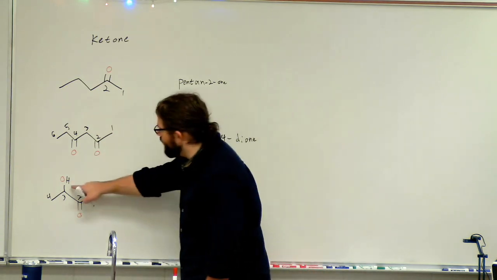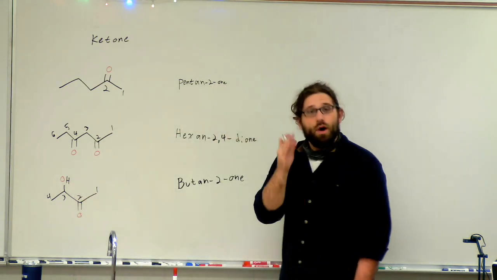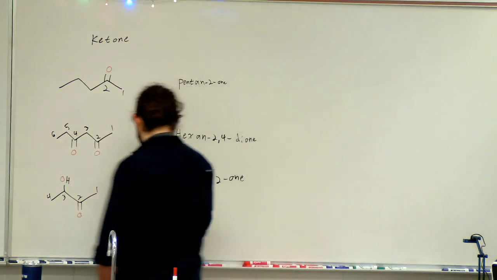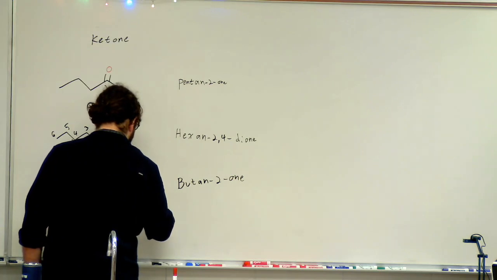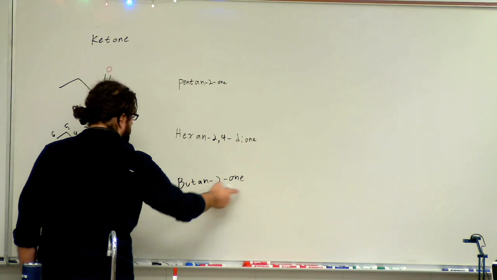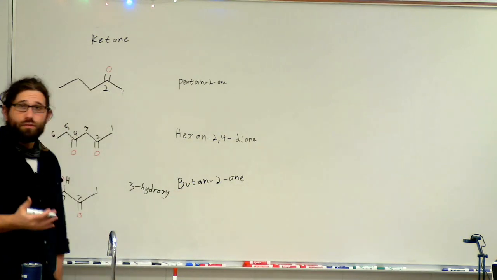And then I need to put my alcohol in there. Now I'm going to use the prefix for the alcohol, which is hydroxy. So this will be 3-hydroxybutan-2-one. And there we go. There's a completed name.